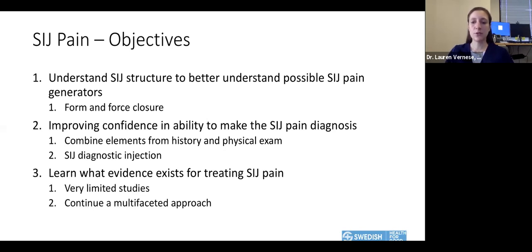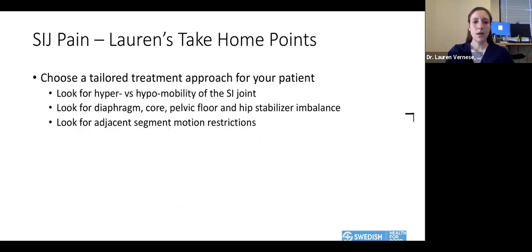And then what evidence actually exists for treating sacroiliac joint pain? Unfortunately, the evidence we have is limited off of very small studies, short-term follow-ups. However, they do tend to favor doing manual therapy and stabilization exercises, and then sometimes the other modalities are important as well. It's most important to do a combined, multifaceted approach to treating these patients because, again, usually there's multiple issues causing the sacroiliac joint pain and sacroiliac joint dysfunction. And then surgery, it's always an option. Again, the studies that are available do show that it does have somewhat good outcomes. I just am still concerned about what's going to happen to the rest of the spine or the hips when you fuse an area. So my take-home points, choose a tailored treatment program for each of your patients.